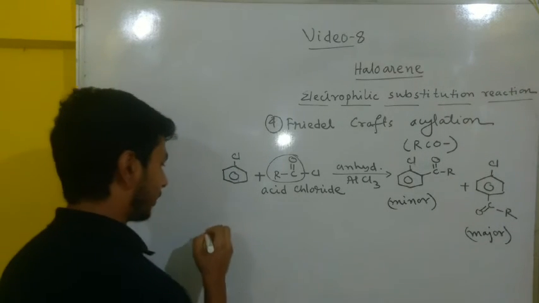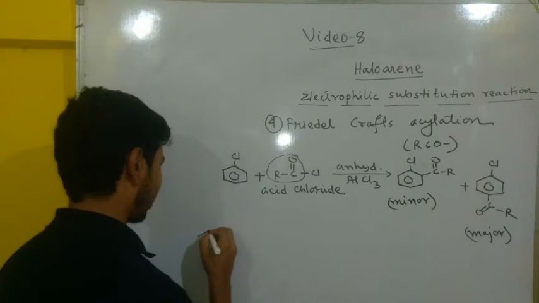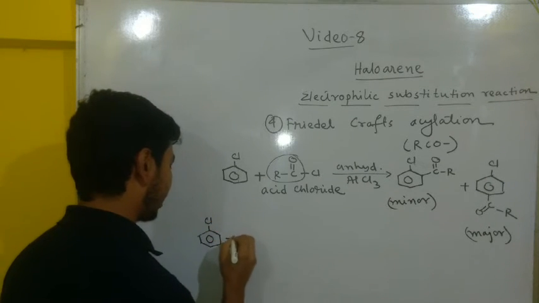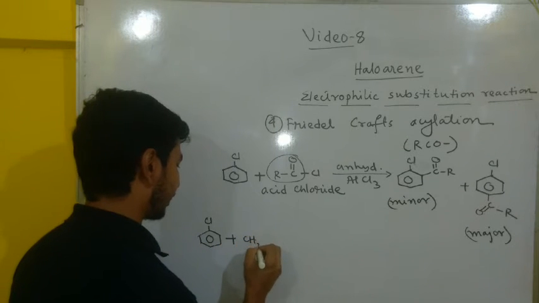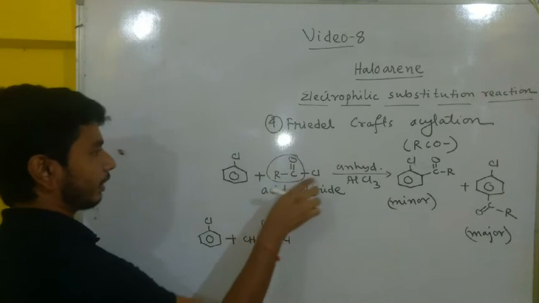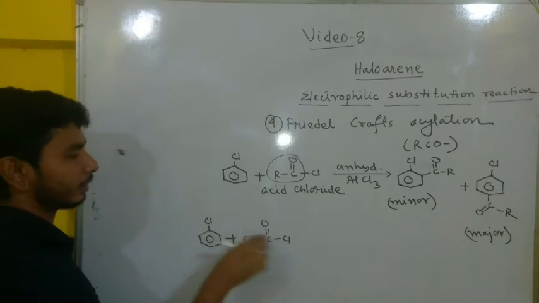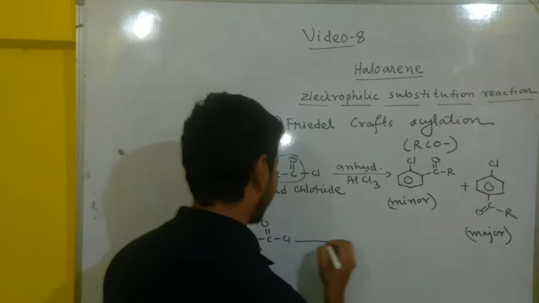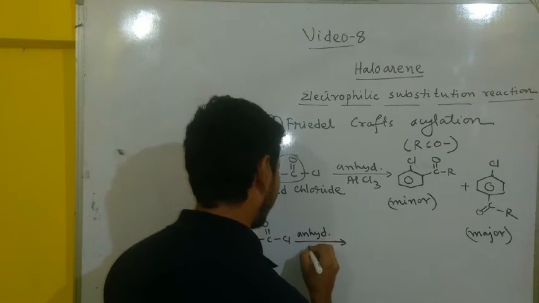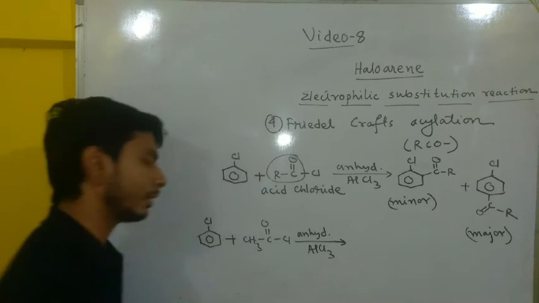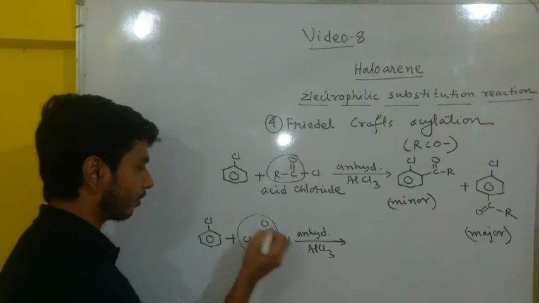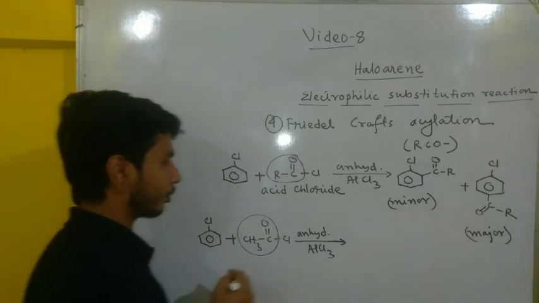For example, chlorobenzene on treatment with RCOCl, suppose R is CH3, so CH3COCl, in presence of anhydrous Lewis acid like AlCl3. So this acyl group goes in the ortho and para position.